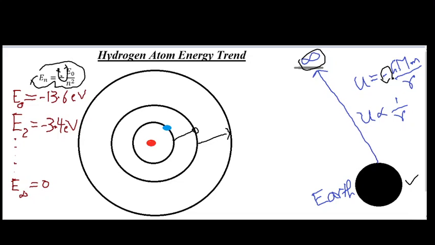And again, 0 is greater than any negative value. So at infinity, the absolute gravitational potential energy is greater than the absolute gravitational potential energy at this point, and the potential energy at this point is greater than this, and so on. So this hydrogen atom's electron analogy is in perfect agreement with the absolute gravitational potential energy analogy.